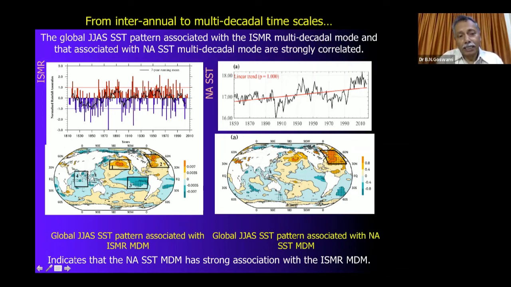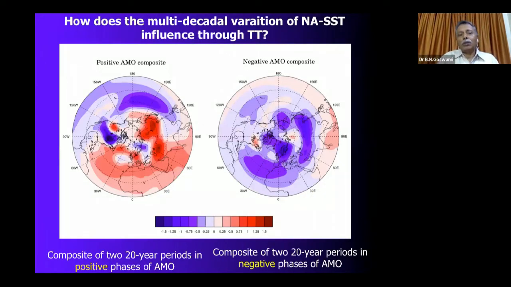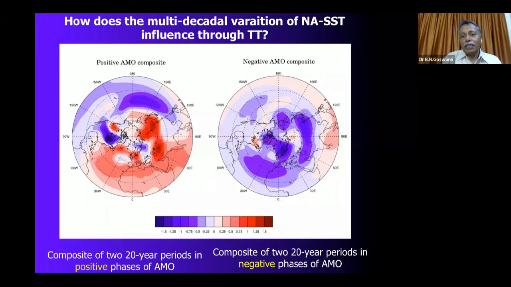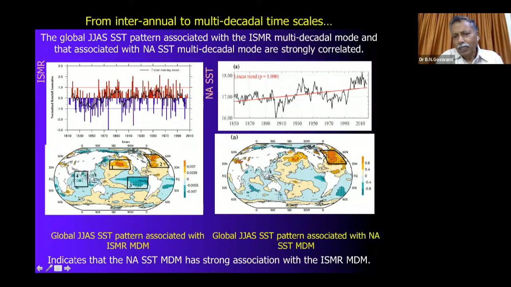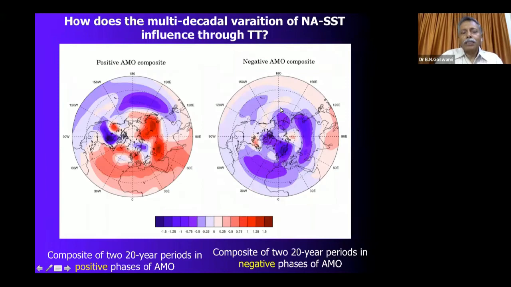To do that, we use the multi-decadal signal of the ISMR and the multi-decadal signal of the AMO. This can be extracted by the CEEMD method, so you extract this and find out. Then you do a composite of positive phases of Atlantic multi-decadal variations. For example, this is a positive phase, this is another positive phase. Take 20 years here and 20 years there, and this is a negative phase and this is a negative phase. Take 20 years here and 20 years here, and do a composite of sea surface temperature and tropospheric temperature in the positive phases of AMO, or this multi-decadal variability.